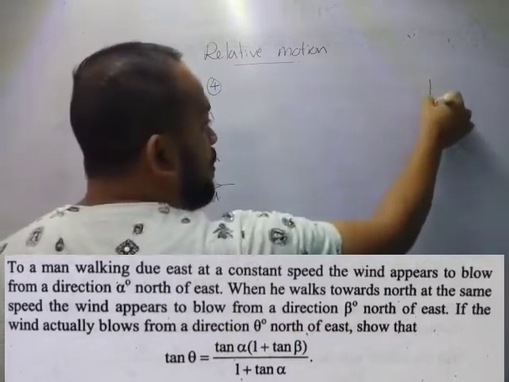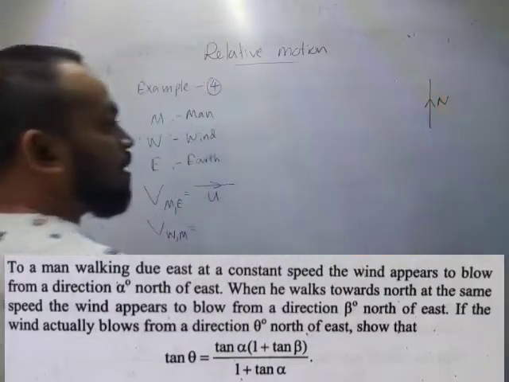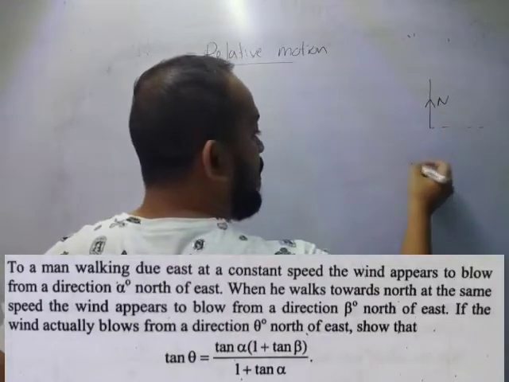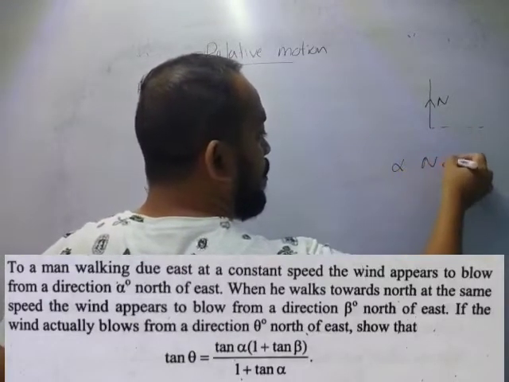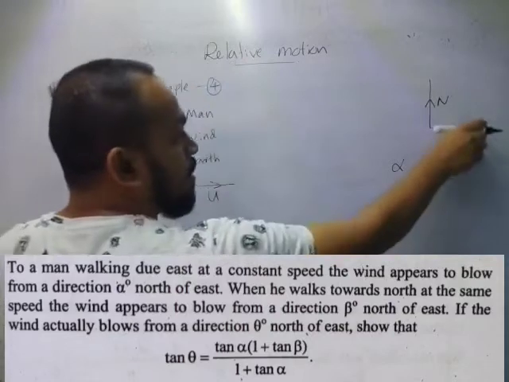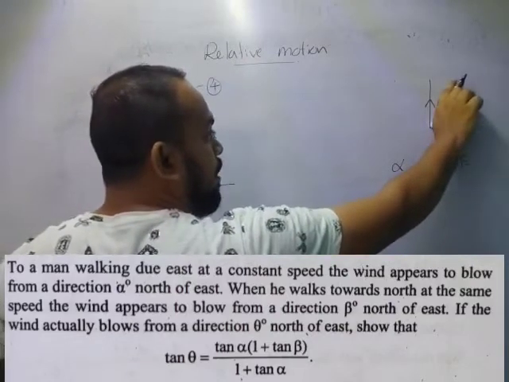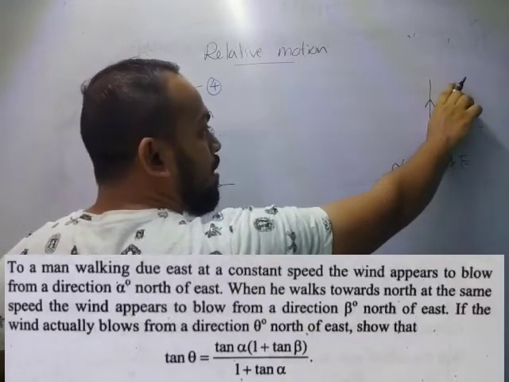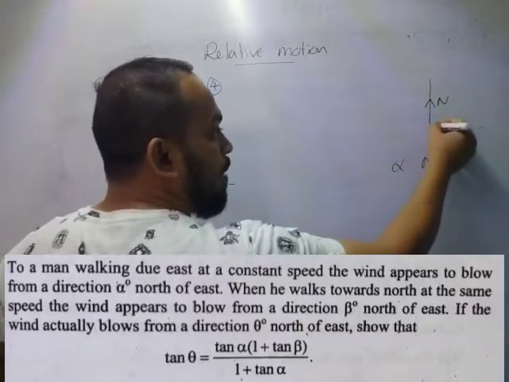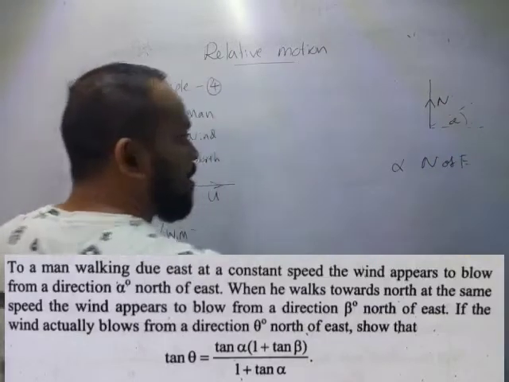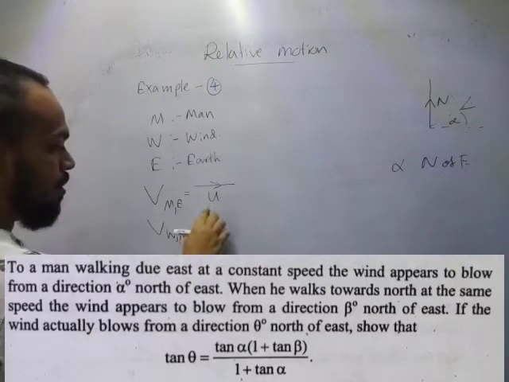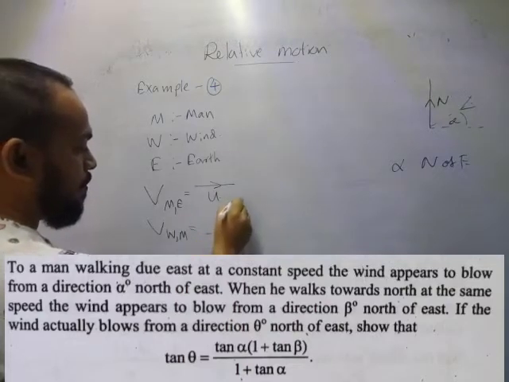So this is north. Alpha north of east. Starting from east, you rotate towards north by alpha. From means the wind comes from this direction. So let's write that down.